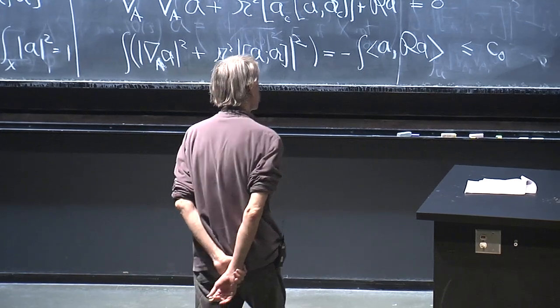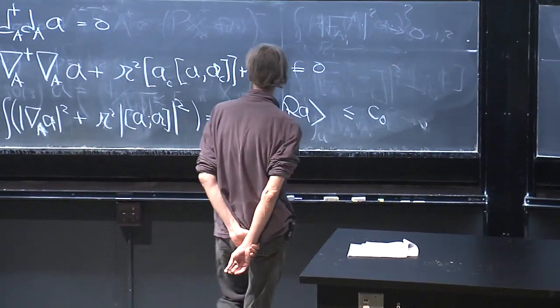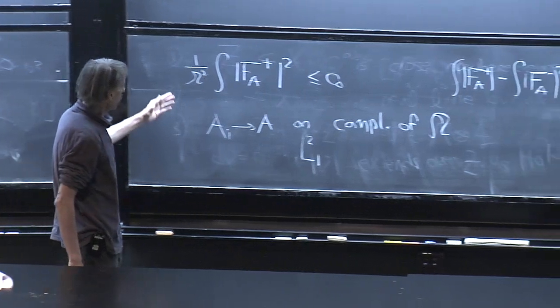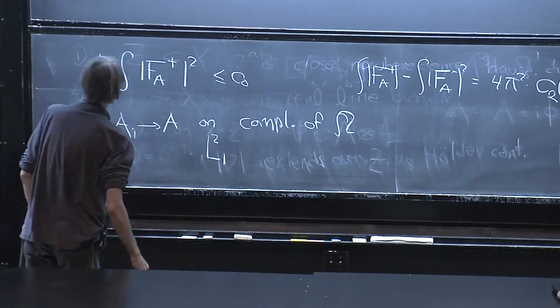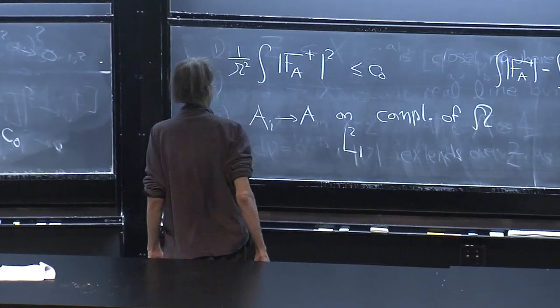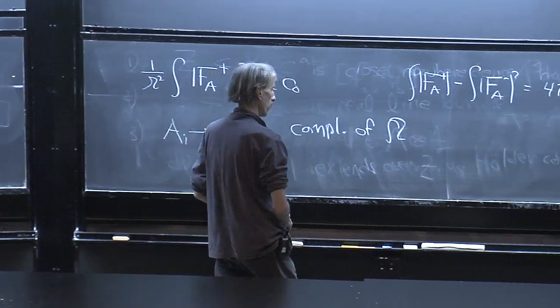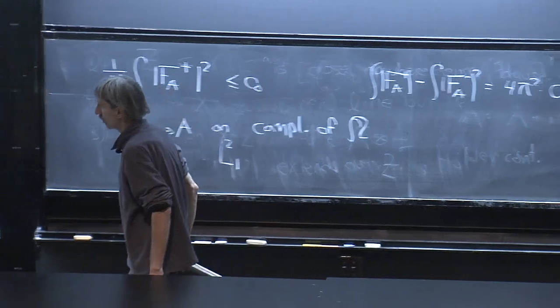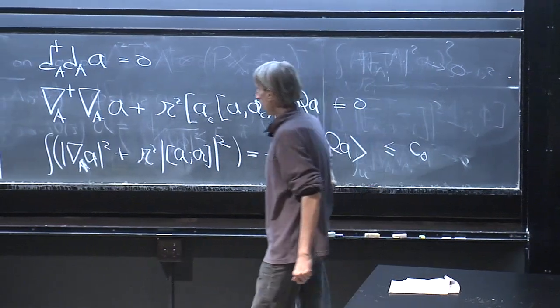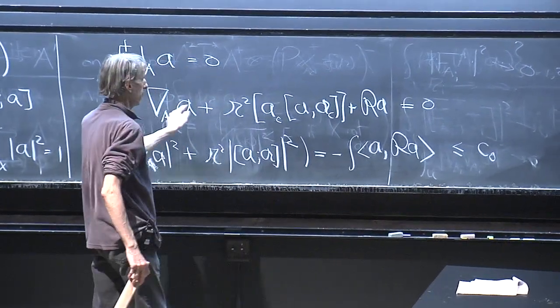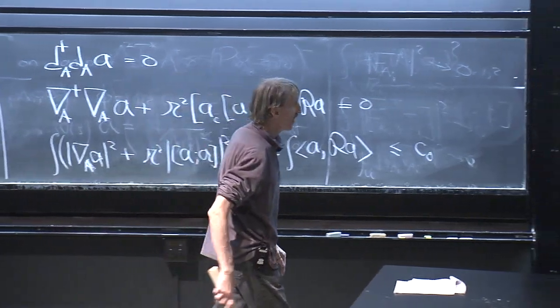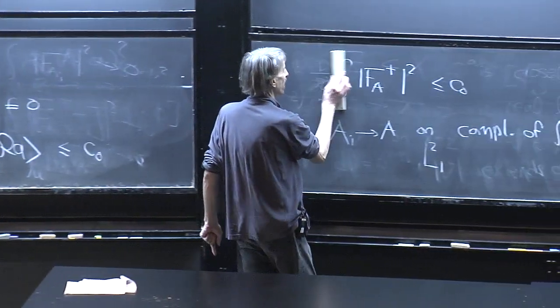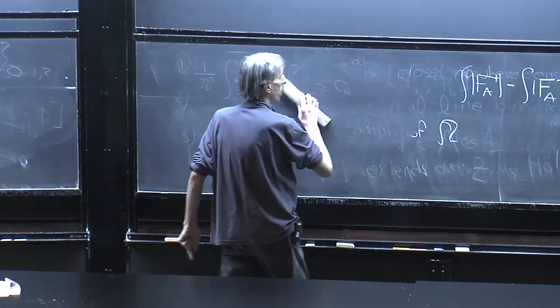But if the R's go to, if R diverges, then you don't have any bound on the curvature anymore, and so you're sort of in terra incognita. But one thing you can do, you can get more information on this in the following way.